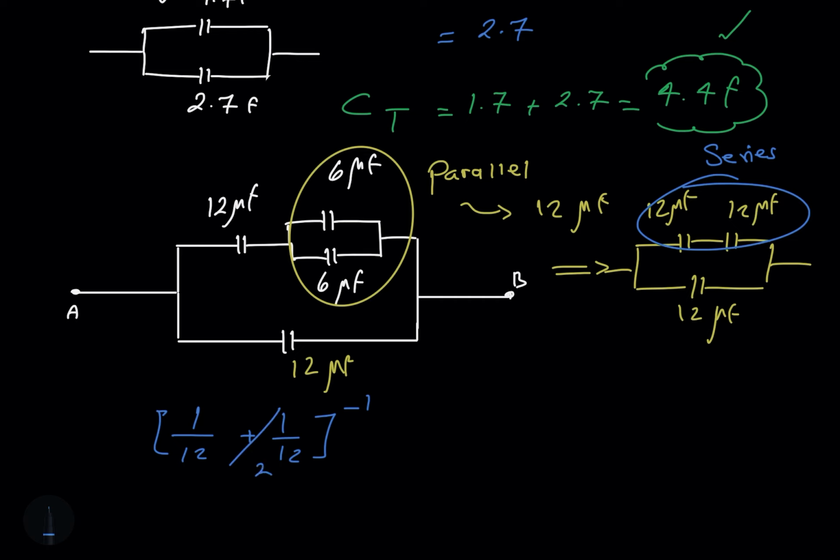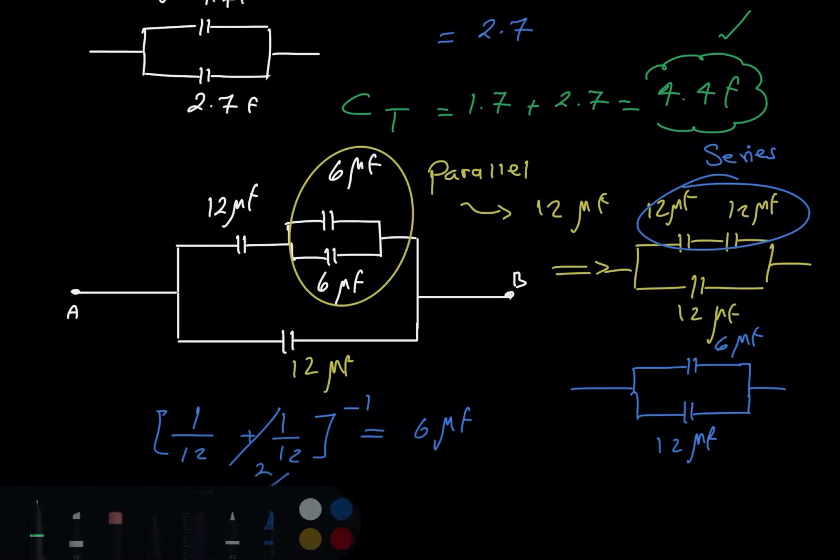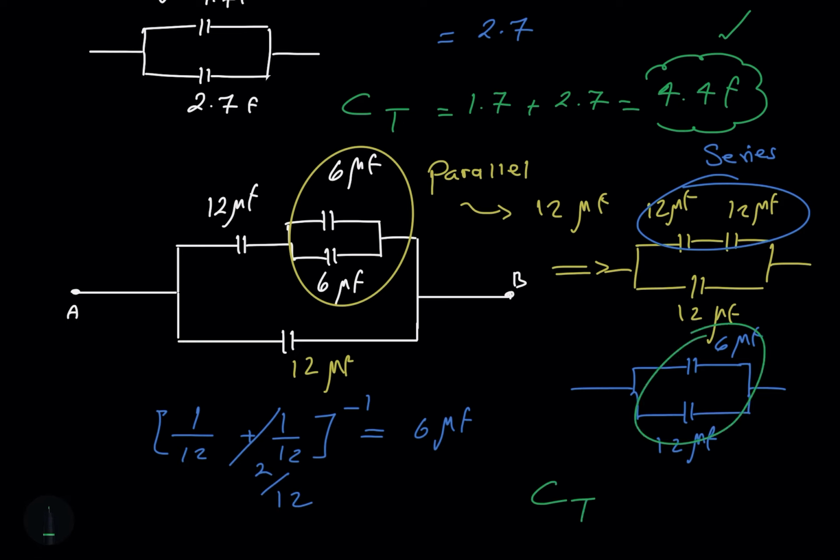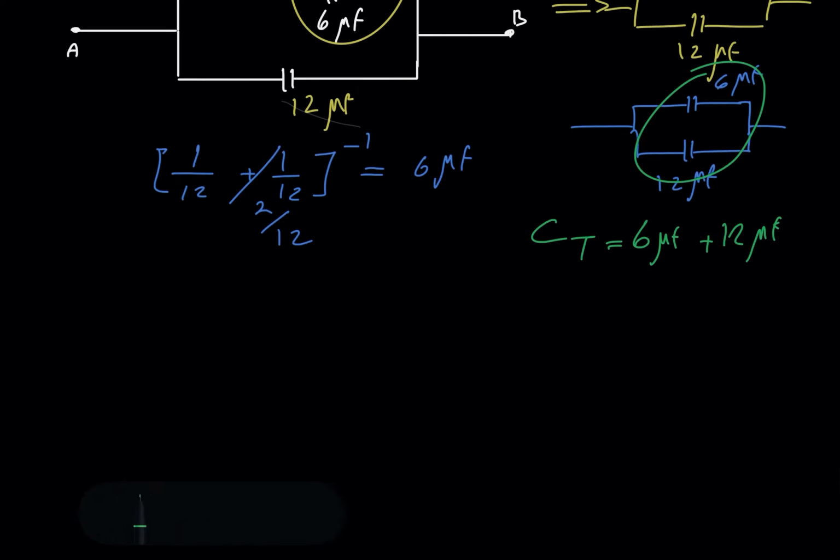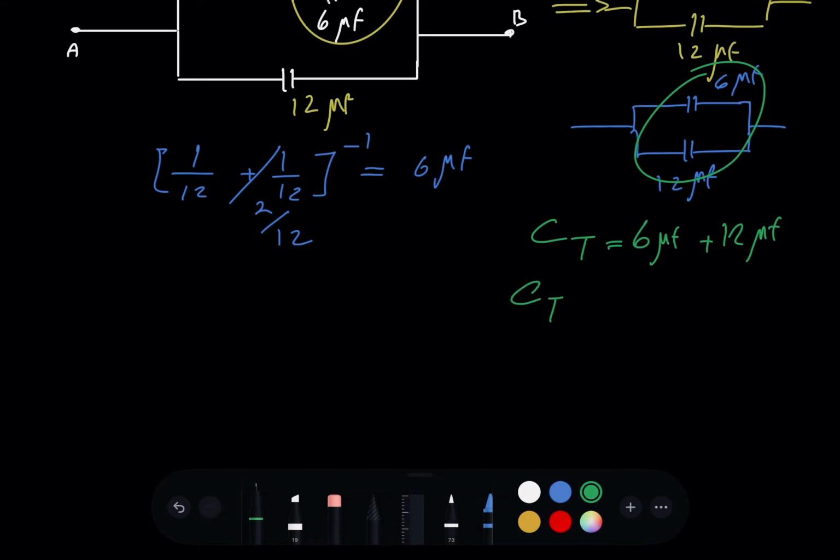Well, that gives us 2 over 12, and if we reverse that, we get 12 over 2, which is 6 microfarads. The 6 microfarads is then in a parallel combination with the 12 microfarads on the bottom side. So you have a 6 microfarad capacitor and a 12 microfarad capacitor, which means the total capacitance is just the result of these two added up. 6 microfarads plus 12 microfarads will add up to a total capacitance of 18 microfarads.